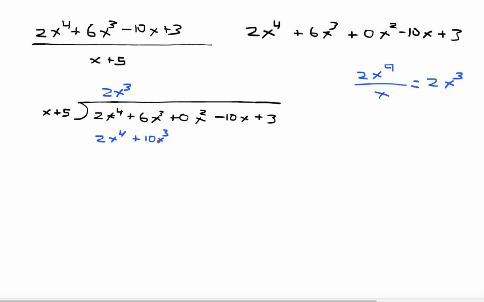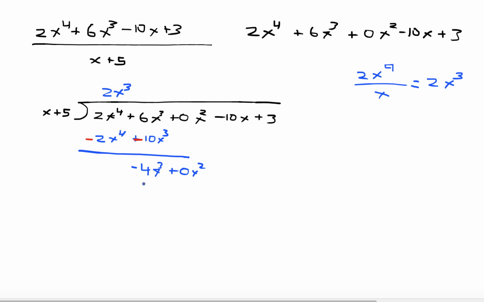Remember, we subtract these. So the positive 2x to the fourth should turn into a negative, and this positive 10x cubed should also turn into a negative. When we combine these, 2x to the fourth minus 2x to the fourth cancels out. Positive 6x cubed minus 10x cubed is equal to negative 4x cubed. Now I'm going to bring down the next term, 0x squared, because really there is no x squared term. The reason I'm bringing it down is because we want to make sure we only combine like terms. So what do we mean by that?